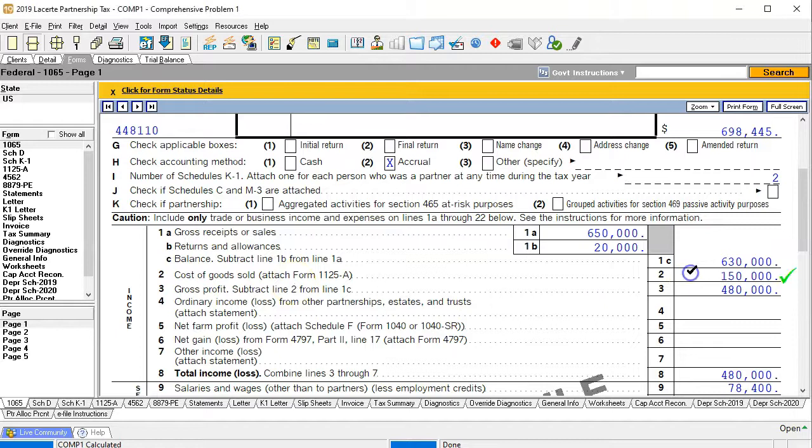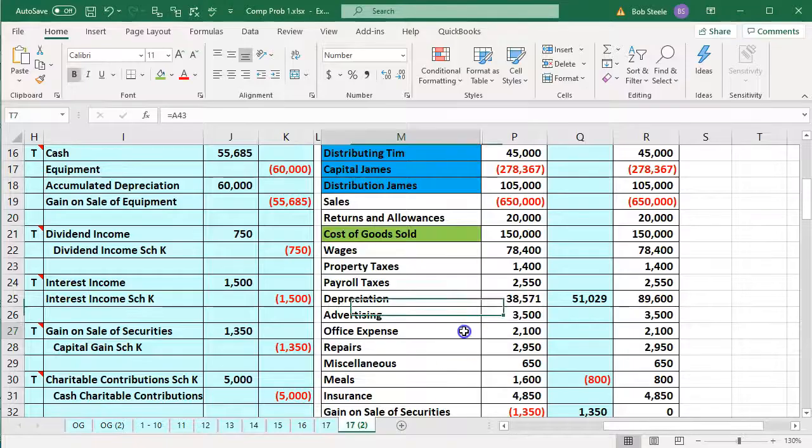1125A. So we have the 150,000. When we were taking that information from our income statement, oftentimes we don't have the detail. We might not have the detail for the cost of goods sold. We might just have its cost of goods sold. And we wanted to push forward with the return, even though we don't have the detail on it. And therefore, we pushed forward with it.